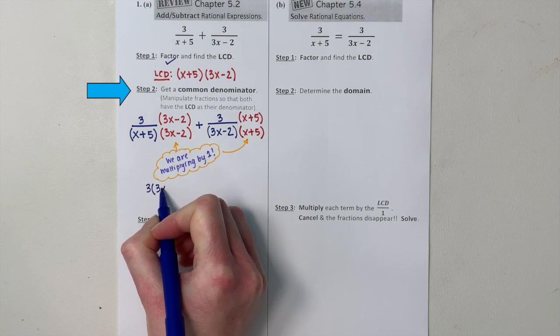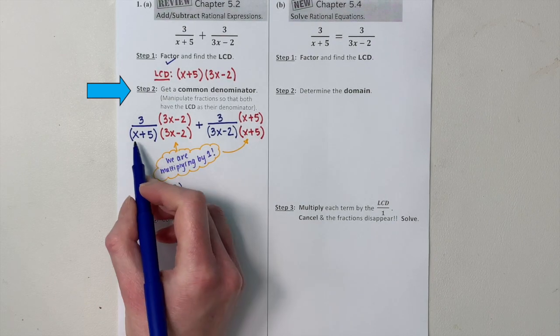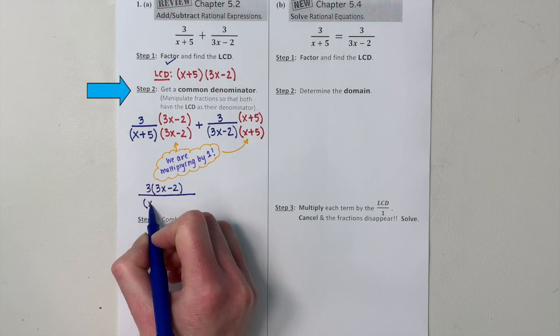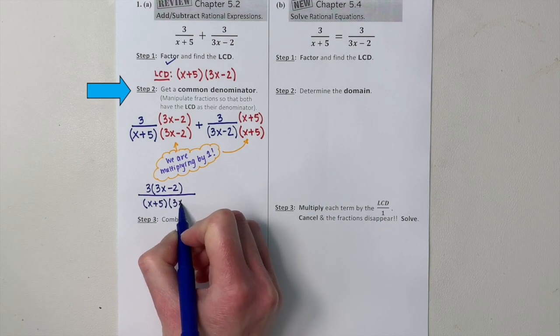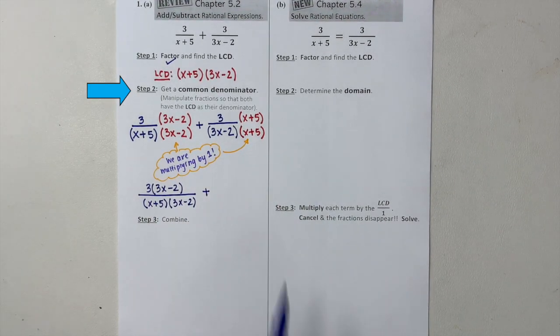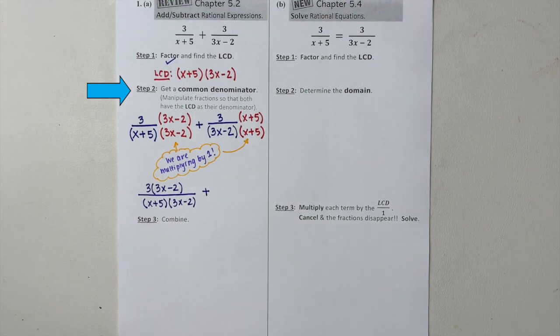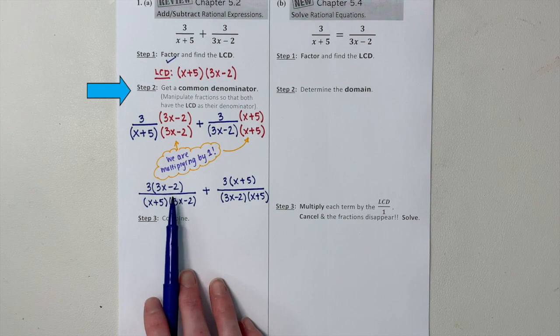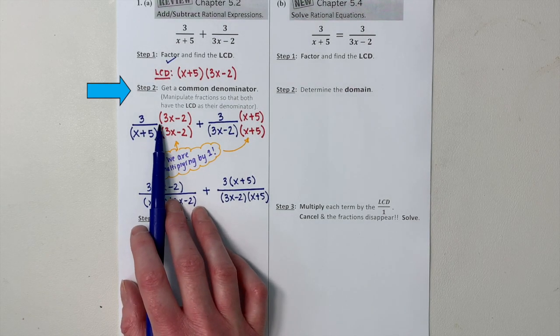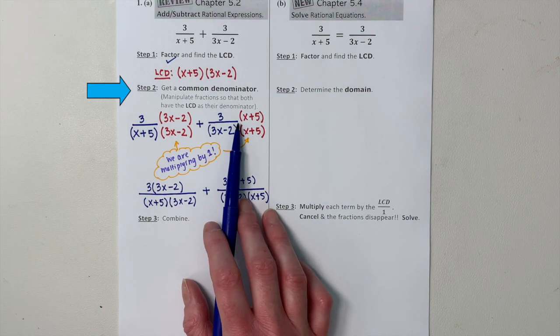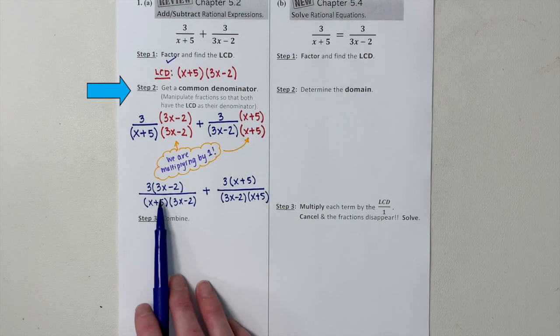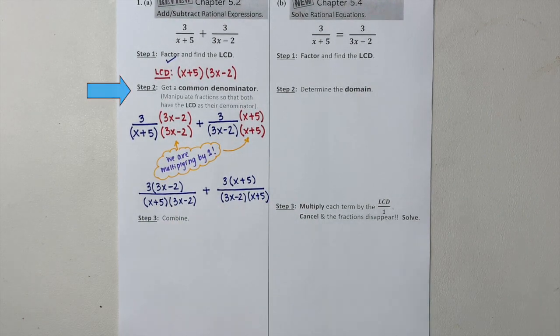Now, just to clean this up, I'm going to rewrite this times this, all in the numerator, and this times this in the denominator. I'm going to do the same thing over here. I'm going to write this times this in the numerator and this times this in the denominator. If you didn't want to write this as a separate step, you could have just extended this line over here and extended this line over here, and that would have given you the same expression right here. Now we have a common denominator.